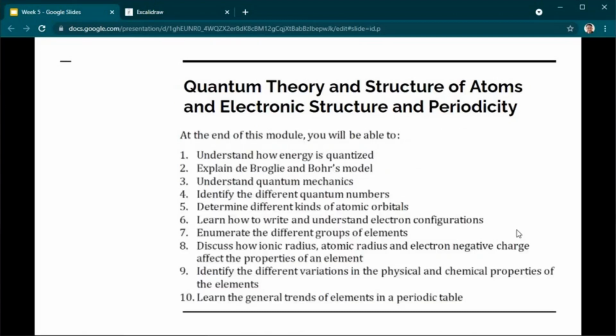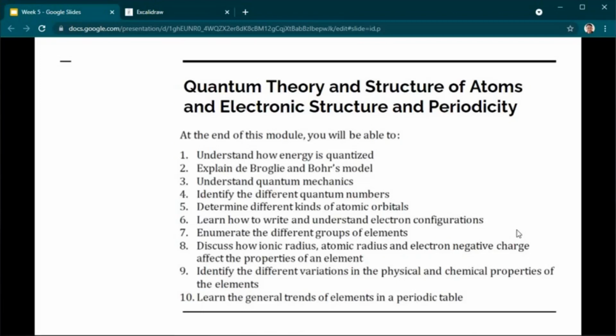Okay, so at the end of this module, you will be able to, number one, understand how energy is quantized. Number two, explain the Debye and Bohr's model. Number three, understand quantum mechanics. Number four, identify the different quantum numbers. Number five, determine different kinds of atomic orbitals. Number six, learn how to write and understand electron configurations. Number seven, enumerate the different groups of elements.